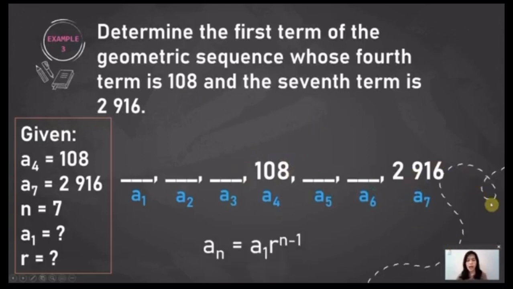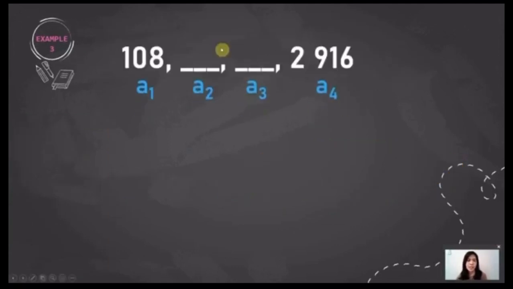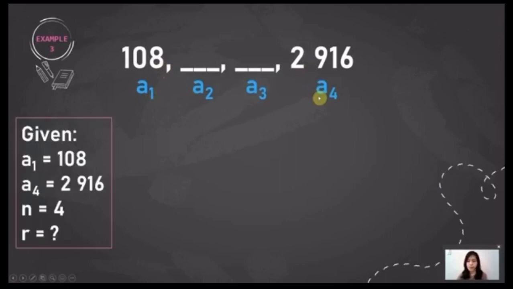Now take a look at our formula. Here in our formula, we cannot solve if there are two missing variables. Okay, what we need to do is to consider this part, 108 until 2916, for us to be able to solve for what is our common ratio. Alright? Now, let's change our 108 as our a sub 1 and then 2916 as a sub 4. And of course, our n for that will be 4.